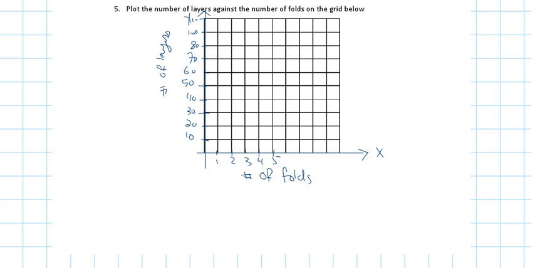So if I have one fold, 2 is going to be right here, close. If I had 2 folds, I have 4 layers, 3 folds, 8, 4 folds, 16, 5 folds was 32, 6 folds, 64, and I don't think I can fit the 7 folds, but it's going to be somewhere right here. So if I'm going to draw this, it's going to be like this, right?